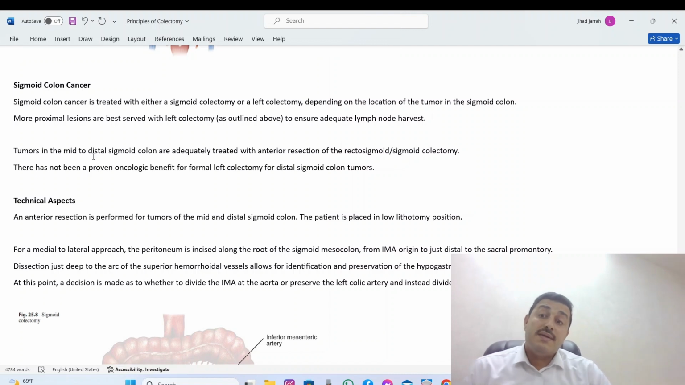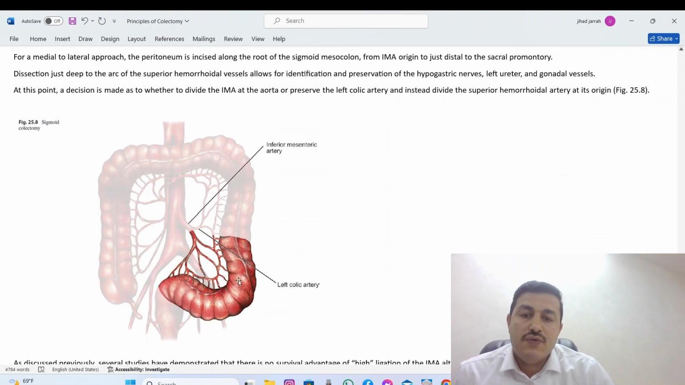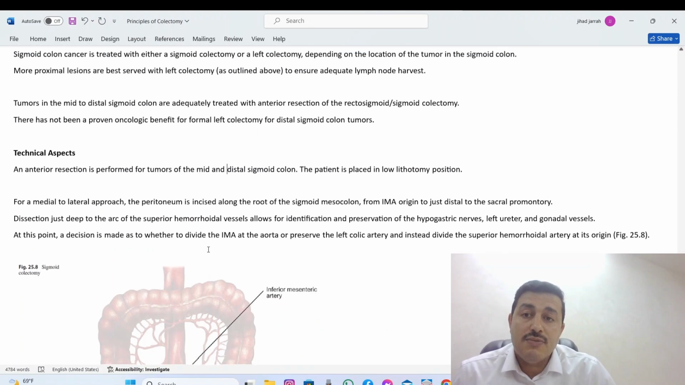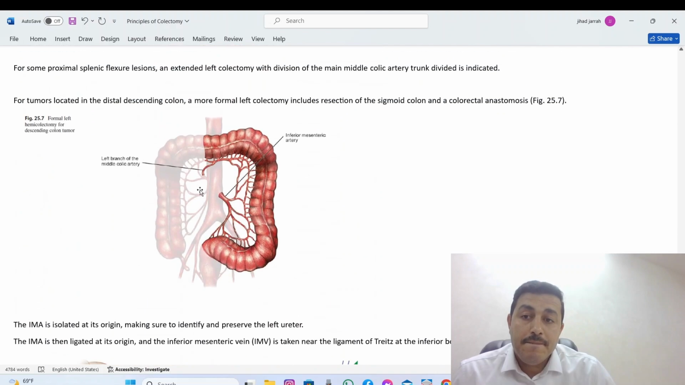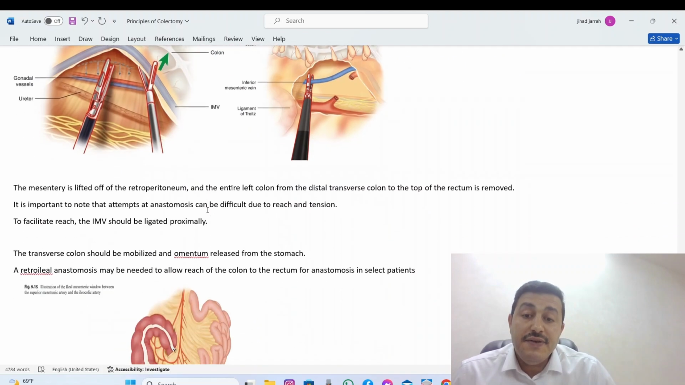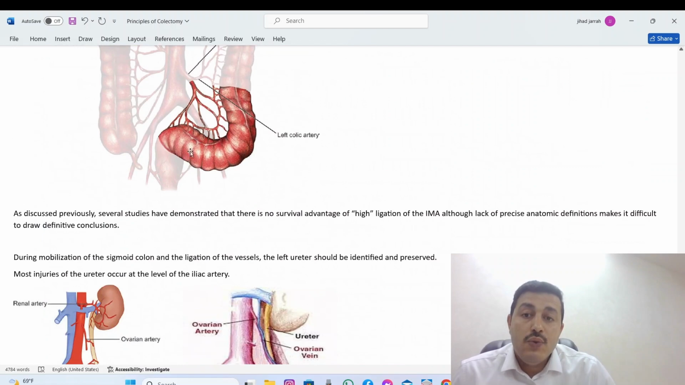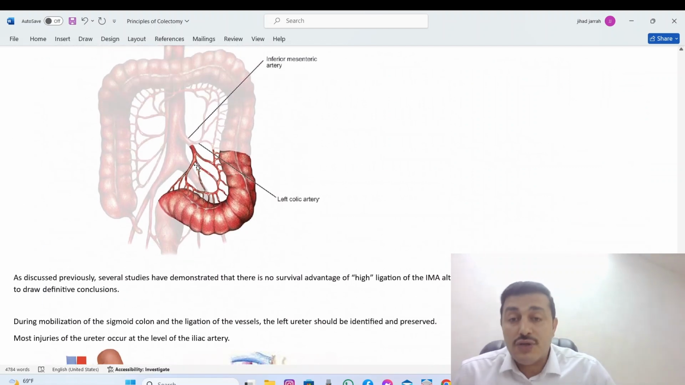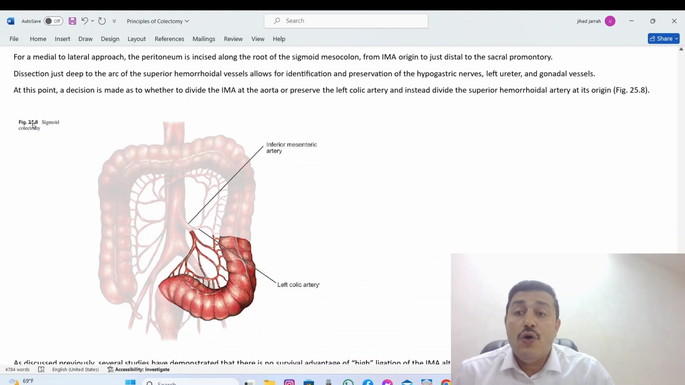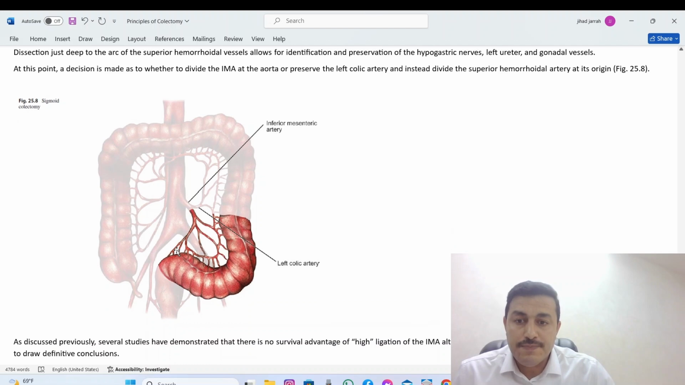Okay, for a tumor in the sigmoid colon, again, this depends on which part of the sigmoid the lesion occurs in. If it is in the proximal sigmoid, we can proceed to formal left hemicolectomy. But if it is in the distal or mid sigmoid, we can proceed to anterior resection. We start to talk about the anterior resection, or what we call the sigmoid colectomy. Actually, it's removing only the inferior mesenteric artery after giving off the left colic artery. So this is the sigmoid colectomy for mid and distal sigmoid lesions.